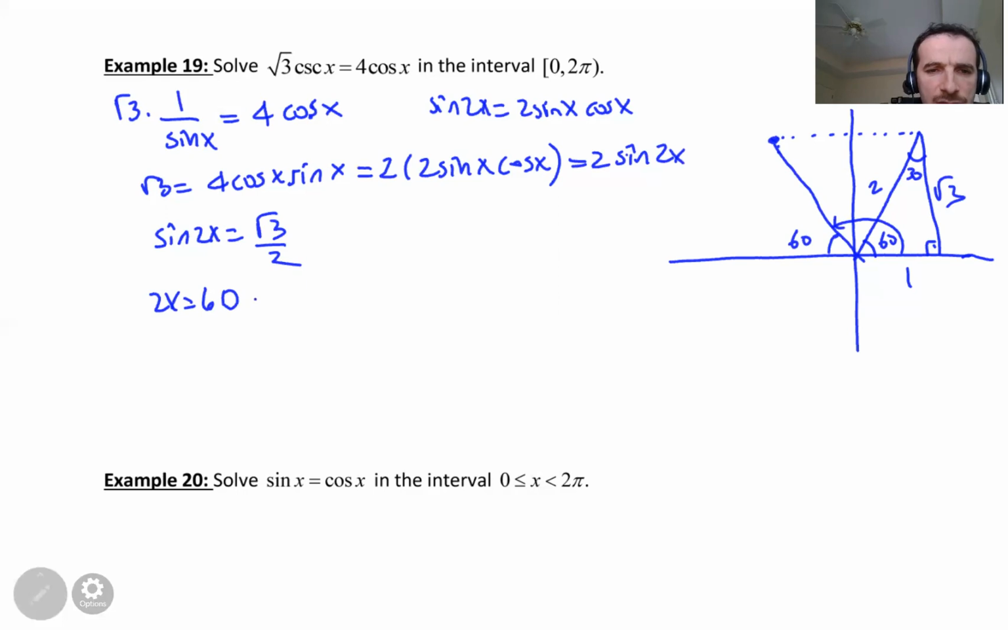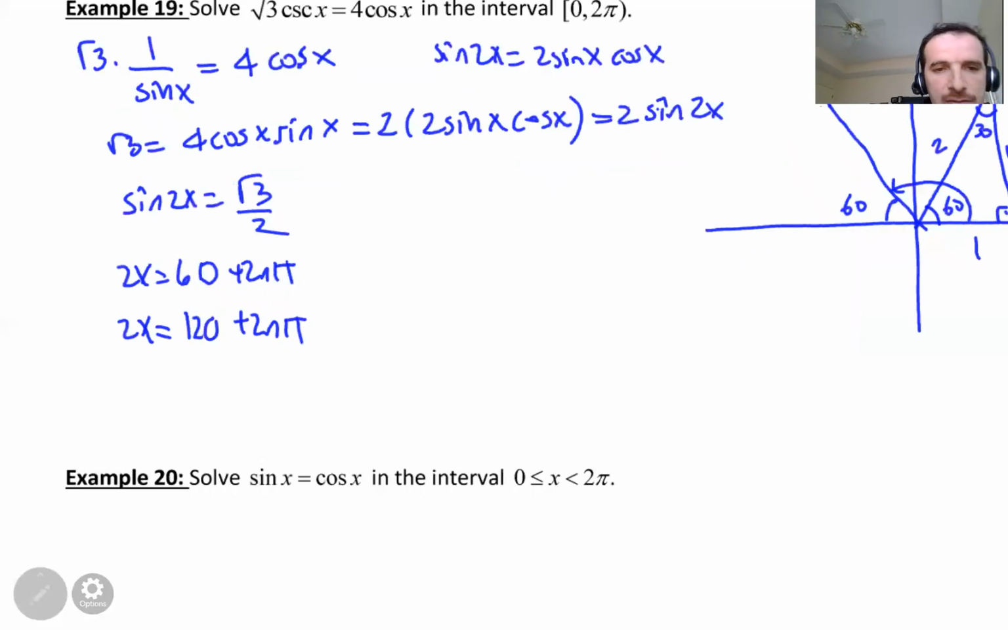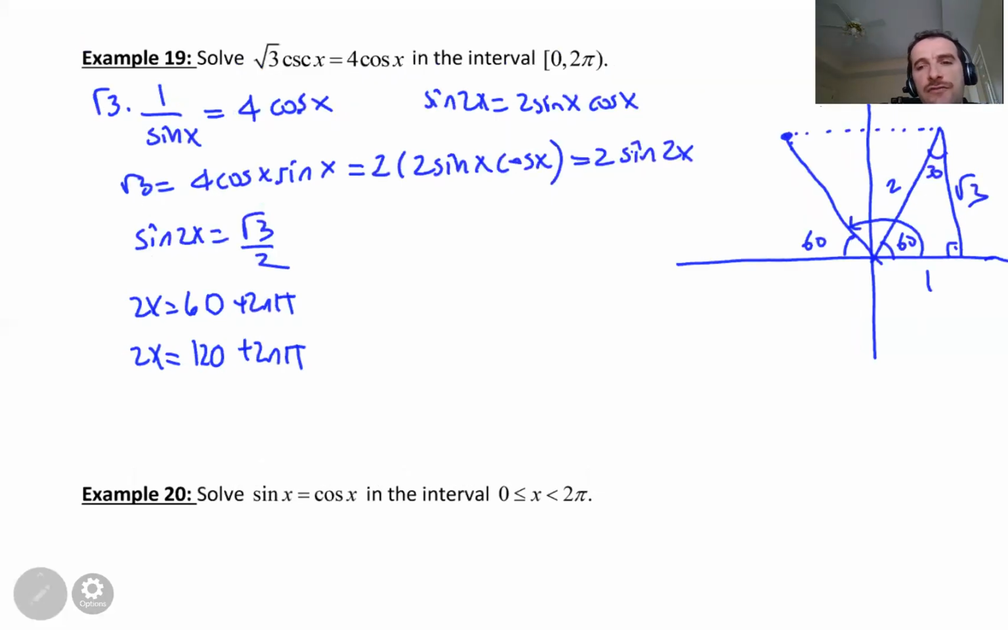By the way, I should write the general solution. 2x is equal to 60 plus 2n pi. And the second solution is 2x equals 120 plus 2n pi. But again, this is for 2x, right? So I have to solve this equation for x. So let's divide both sides by 2 in each case. x is equal to 30 plus n pi, and x is equal to 60 plus n pi.